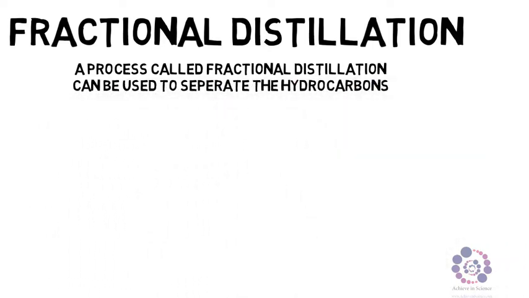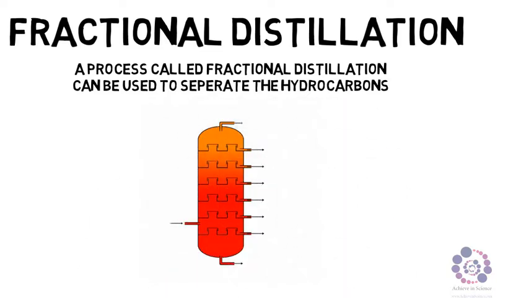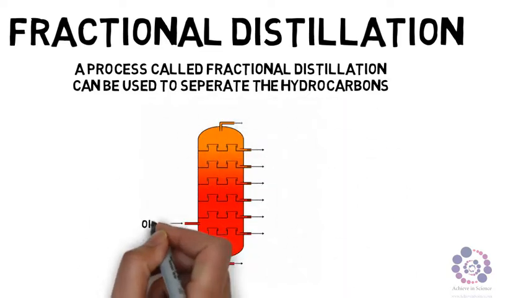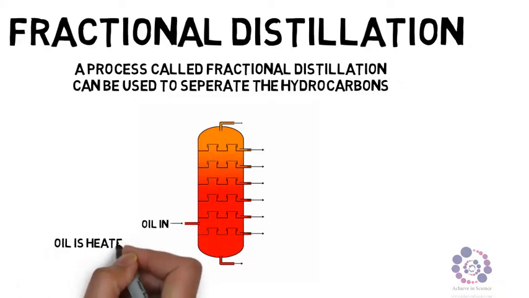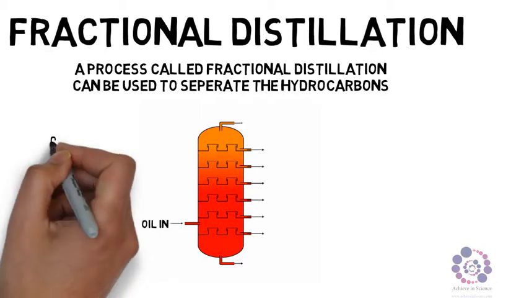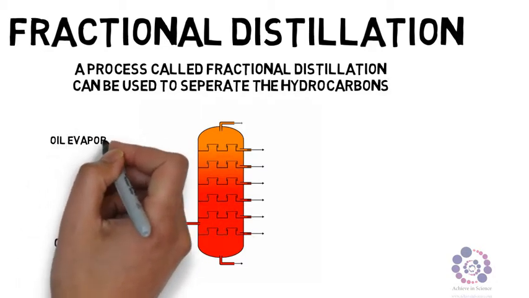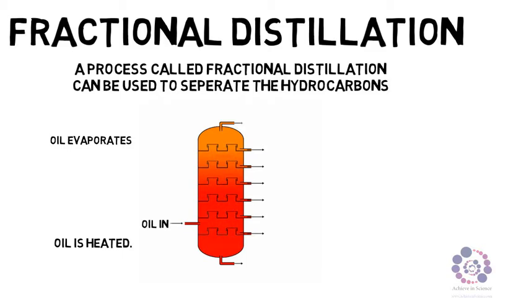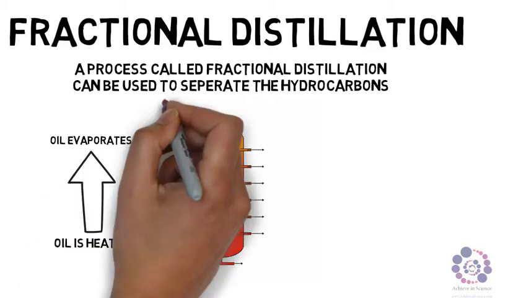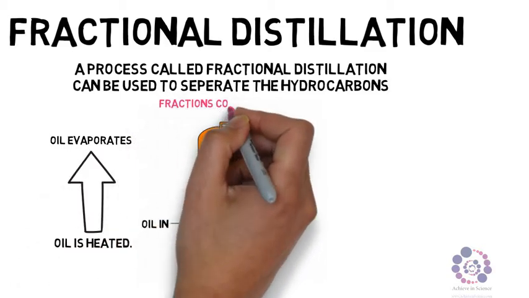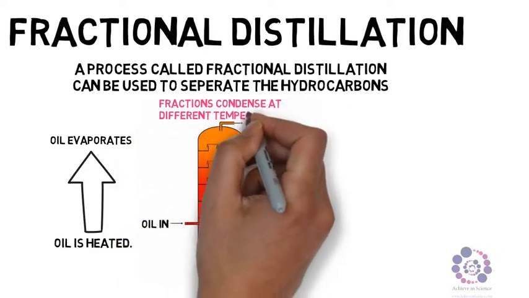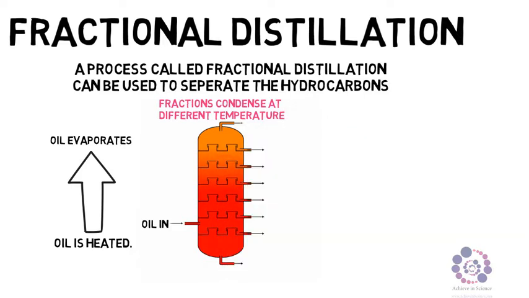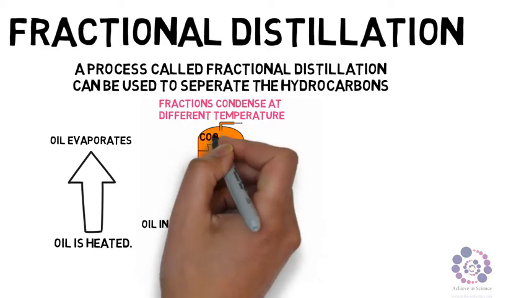First of all, you have a fractional distillation column. At the base, you can see where the oil goes in. The oil is then heated. This causes the oil to evaporate and therefore rise up the column. Fractions then condense at different temperatures. Because you're heating the oil at the bottom, the bottom of the fractional distillation column is going to be hottest, and the coldest part of the column is going to be at the top.